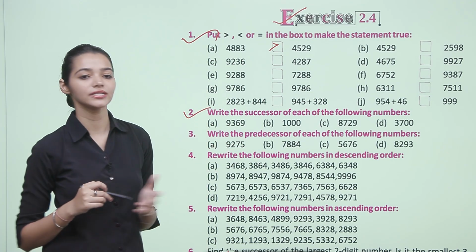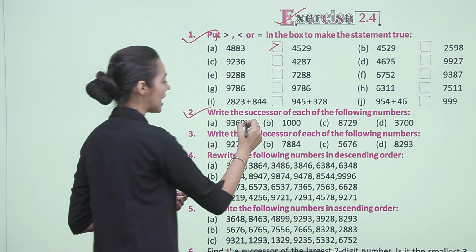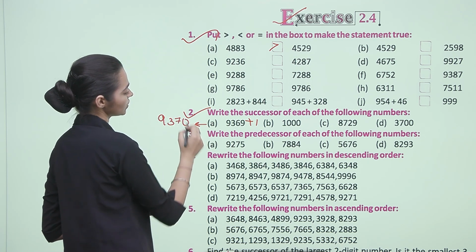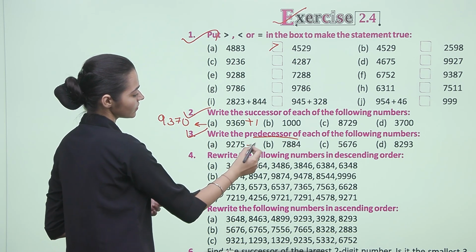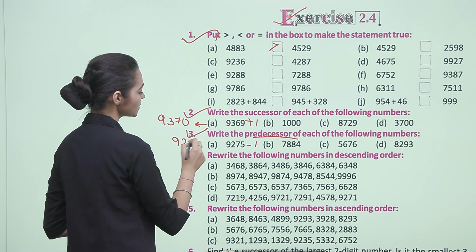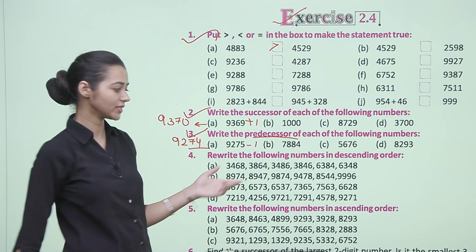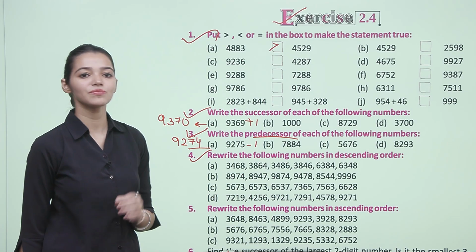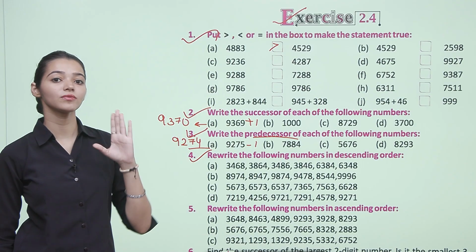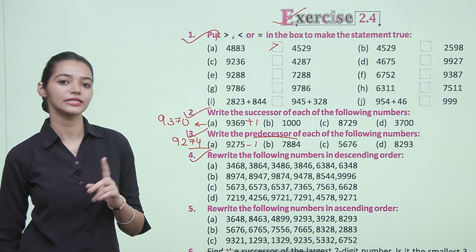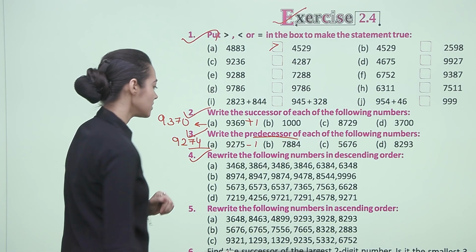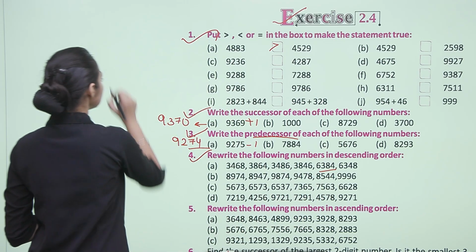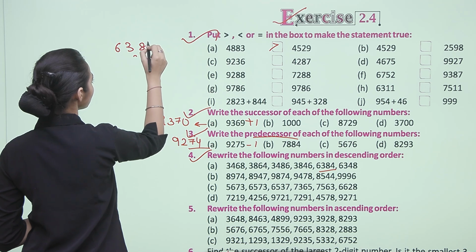Now in the next one, we have to find the successor of each of the following. That means we will add 1 to this number and it becomes 9370. In the next one, we have to write the predecessor. That means we will subtract 1. That will become 9274. That's how we have to complete the remaining parts by ourselves. Now in the next one, we have to write all these numbers in descending order. That means the greatest number will be first, then the smaller, and then the smallest one. So in this one, firstly, the greatest number among all these is 6384.